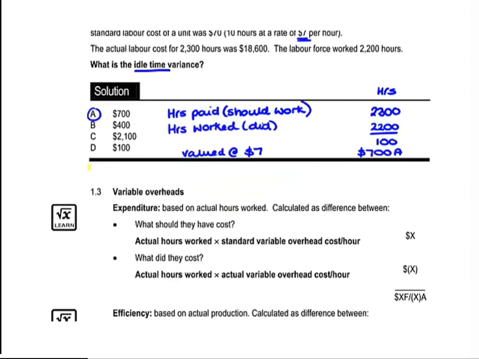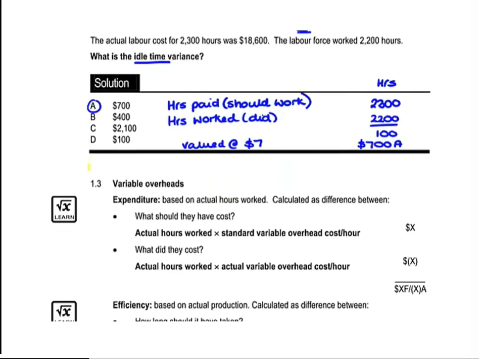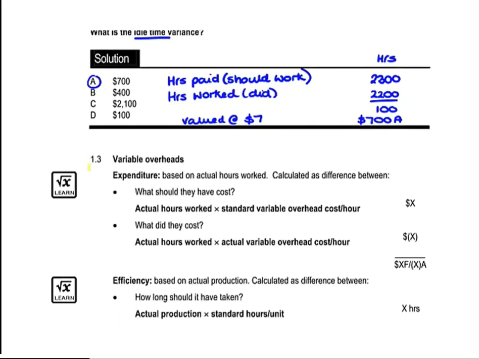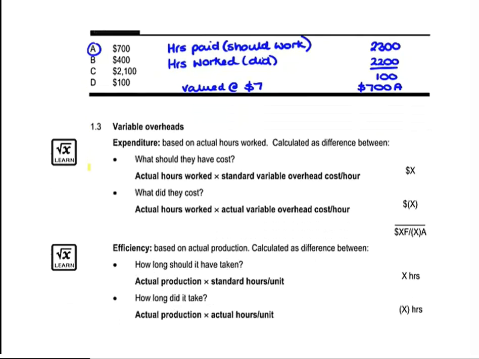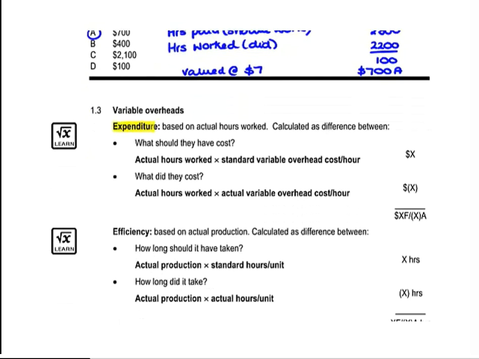Next then we need to think about variable overheads. And we deal with variable overheads before fixed overheads because they're more straightforward. The variable overheads then are just like the other variable costs. We've got two variances. We have the expenditure one, which is always going to be based on labour hours. So we always make the assumption then that our variable overheads will be incurred per labour hour. And then efficiency is based on production.